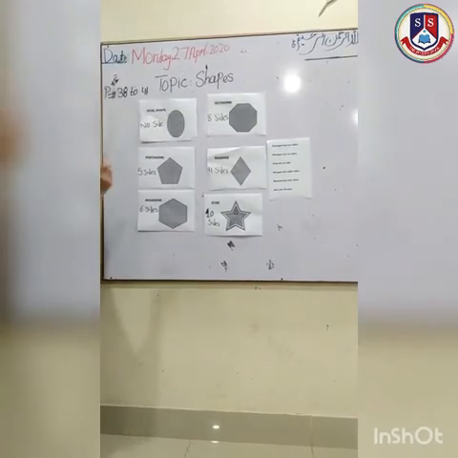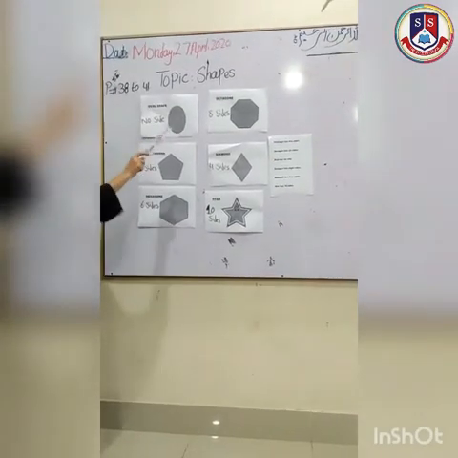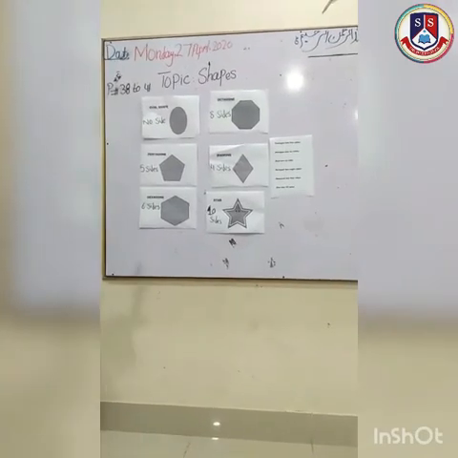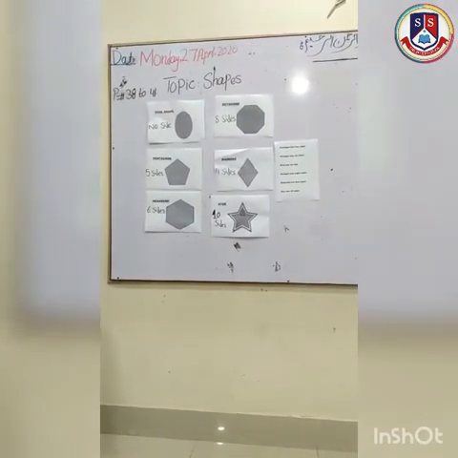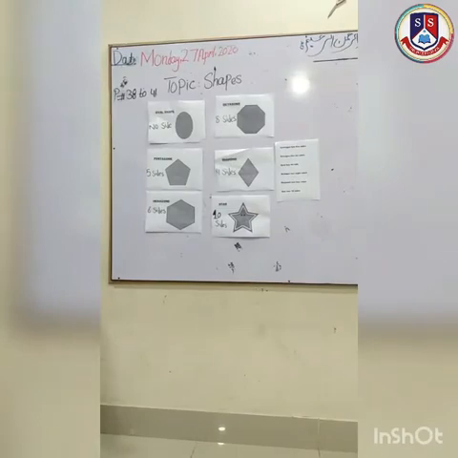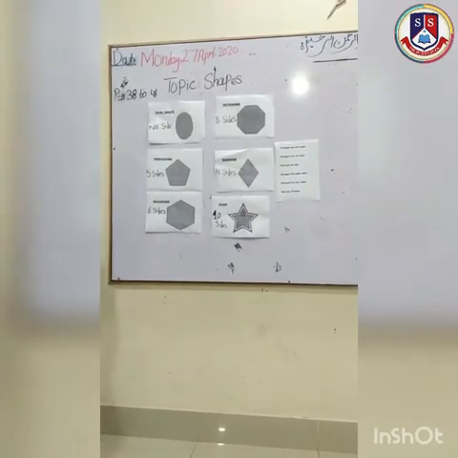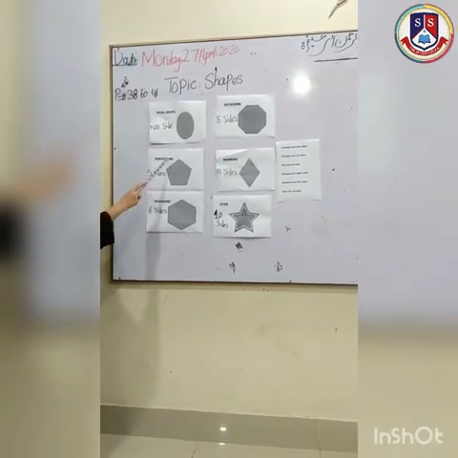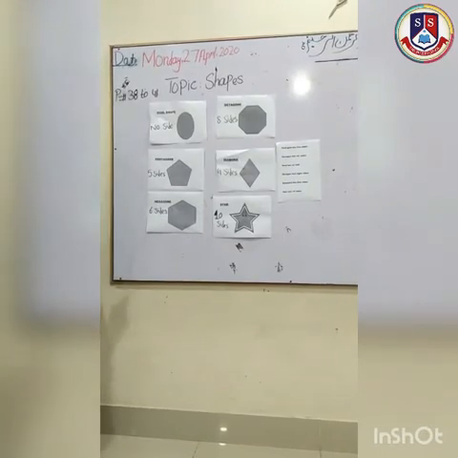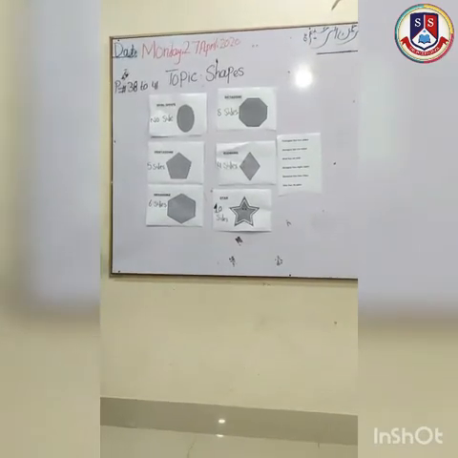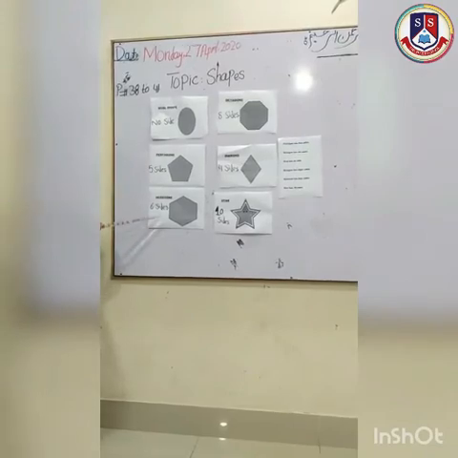Oval has no sides. It has no straight line. It means it has no sides. Now pentagon. Pentagon has 5 straight lines and they are connected to each other. It means it has 5 sides.